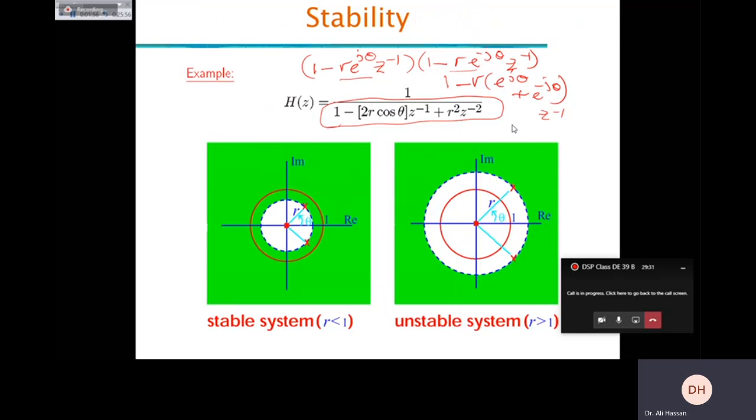So what is that real number? In this case, it is 2r cosine of theta is one coefficient and r square is another. So it becomes a second order polynomial, and the coefficients of the second order polynomial will be real coefficients. We also know that real coefficients result in a complex conjugate pair.